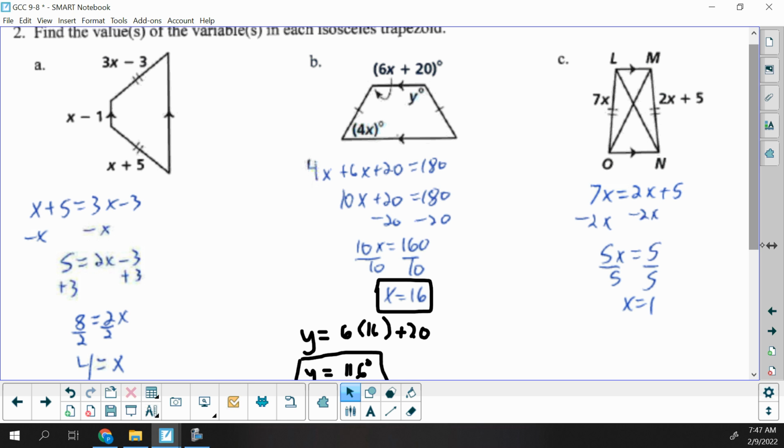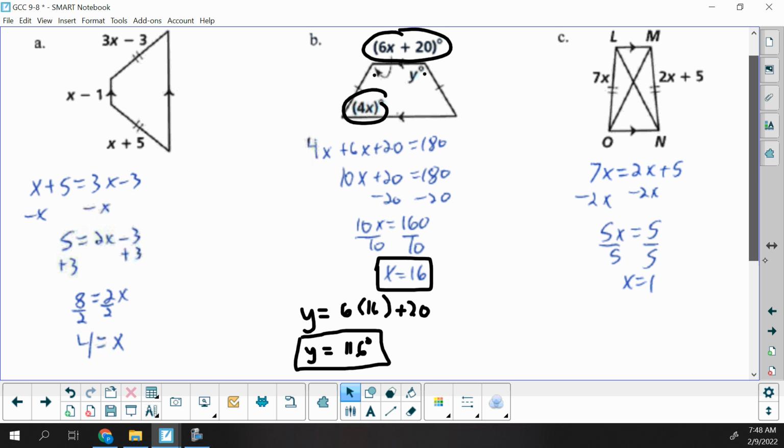2B is doing like we were doing in question 1, but with algebraic expressions. So something we know is that the 4x and the 6x plus 20 must be supplementary. So add those, set them equal to 180, and you get x equals 16. The reason we wanted to start there is that was an equation we could set up where we only had one variable. Well, by subbing in the 16 into 6x plus 20, that'll give us 116, and that and y should be the same. So that's where that y is 116 is coming from.